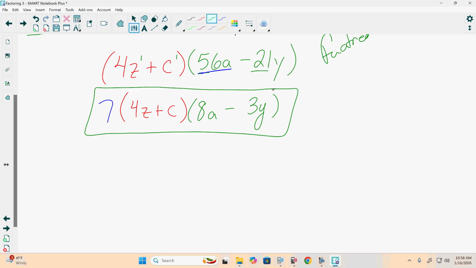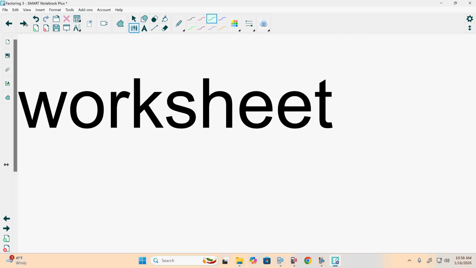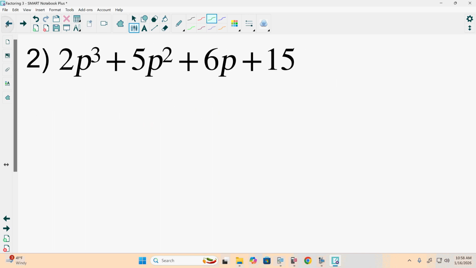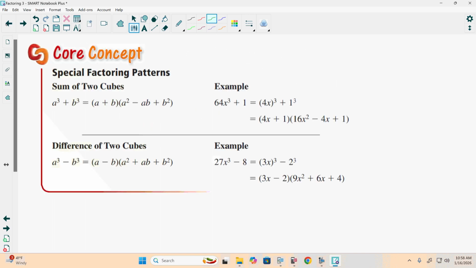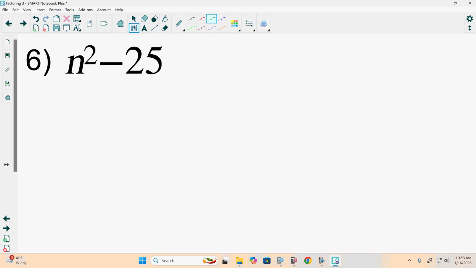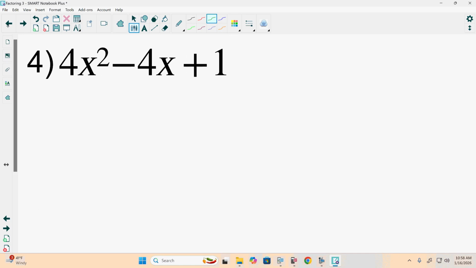Questions on this here? Questions on anything we've done so far? So that does cover all the types of factoring that we're going to do. So this really wraps up factoring before our next chapter.